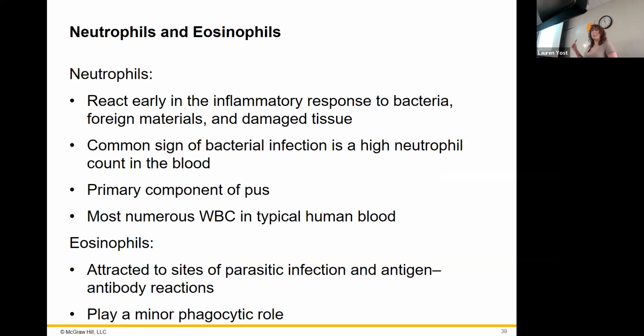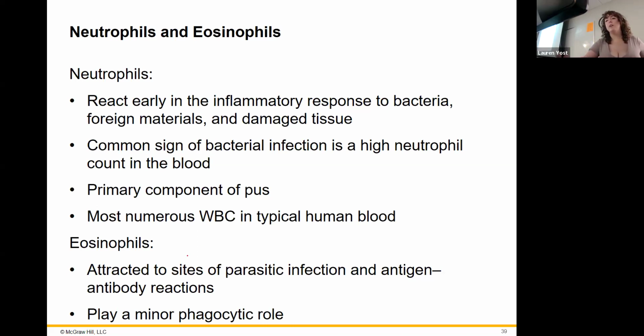The neutrophils react early in the inflammatory response. A lot of times early on in the infection, you'll see high levels of neutrophils, and they're usually the main component of pus. When you have a pus buildup in an infected area, like an infected wound, they usually are what is comprising it the most. They are also the most numerous white blood cell in human blood by far. So if you do a CBC, we're used to seeing more neutrophils than anything else.